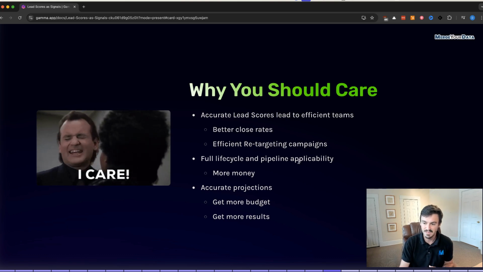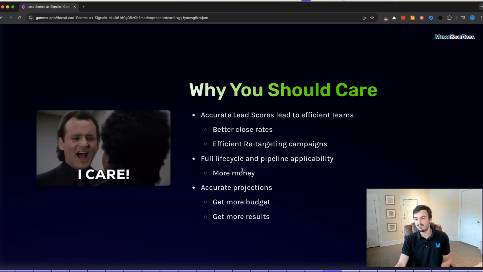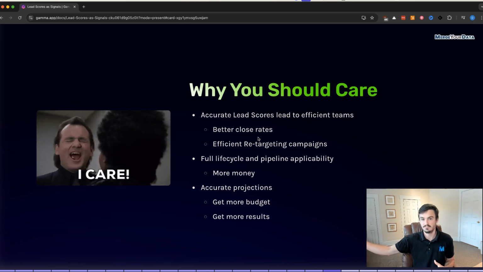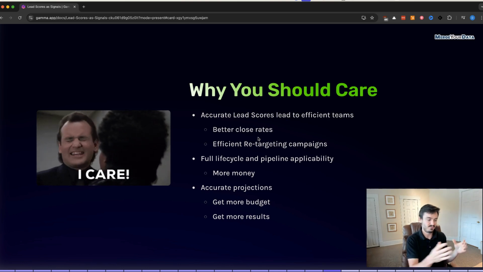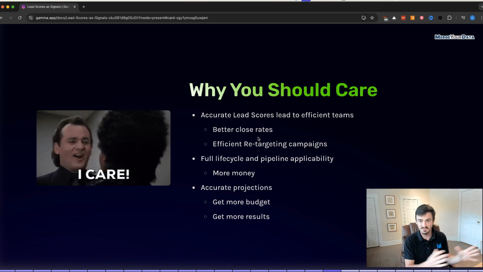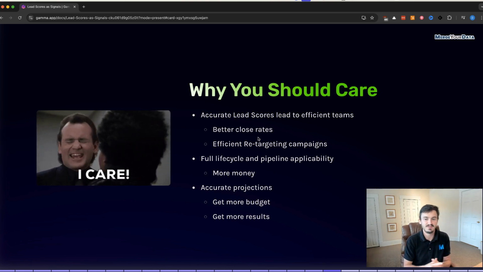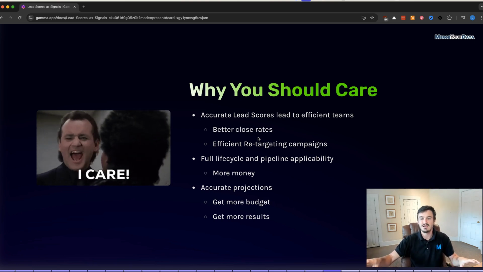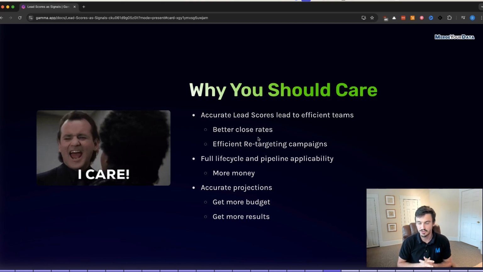Number 2, full lifecycle and pipeline applicability, which means more money. You can apply these lead scores across every single part of the customer journey. Different categories and different types of scores can be focused on different parts of the life cycle, and then different parts of the pipelines or specific pipelines. But either way, you can set up scores across this entire customer journey and understand it better, which should lead to making more money. And then 3, accurate projections.